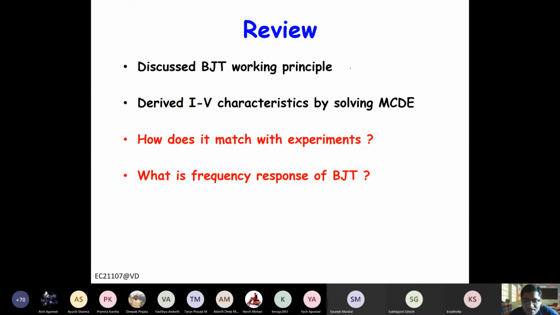So we have discussed this BJT working principle. We also derived the IV characteristic equation by solving minority carrier diffusion equation. Now let us see, we will discuss two things here. What are the characteristics of a real BJT? What are the deviations when you consider a realistic structure? And how does it respond with time or frequency response?